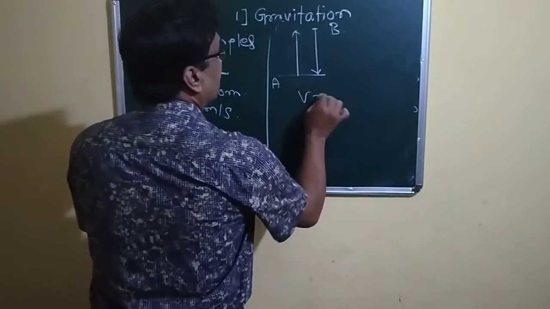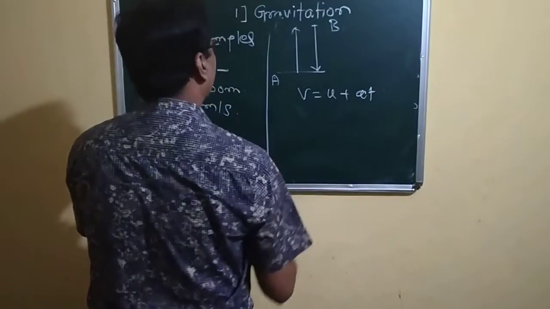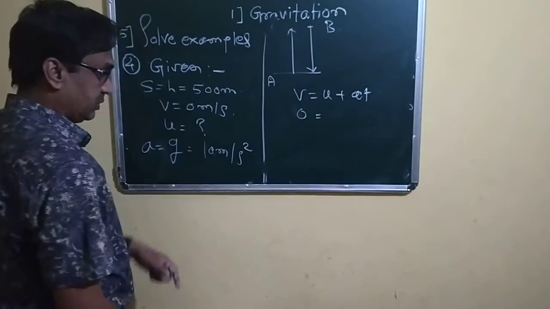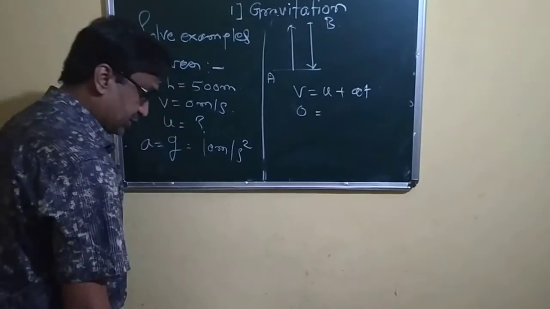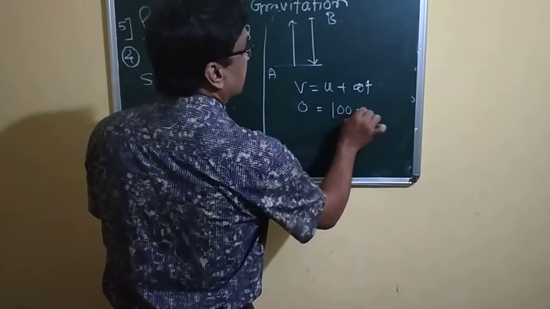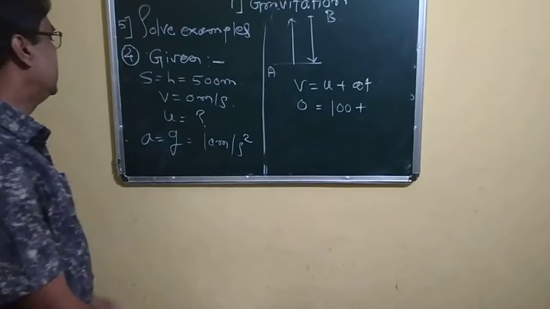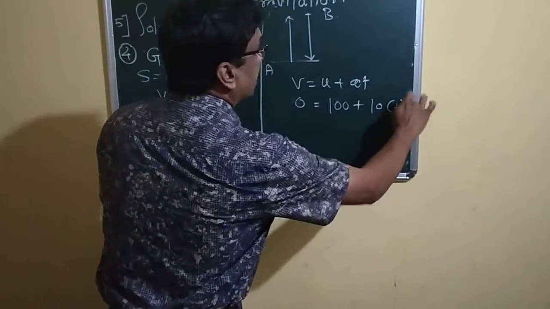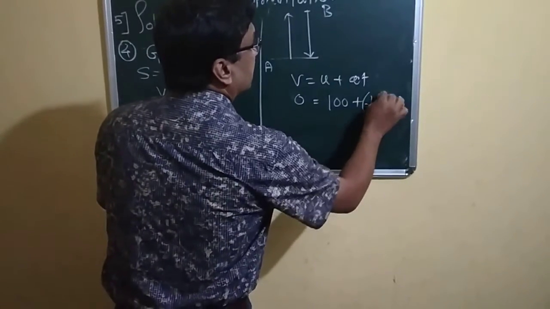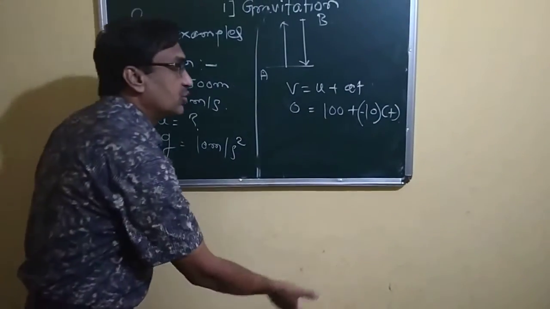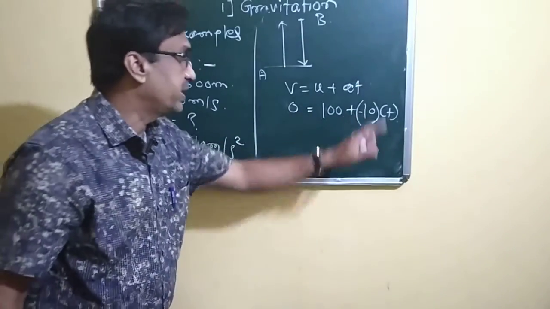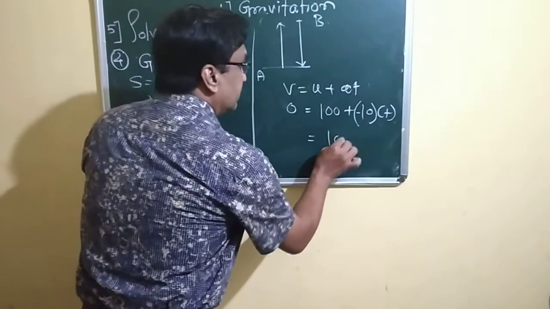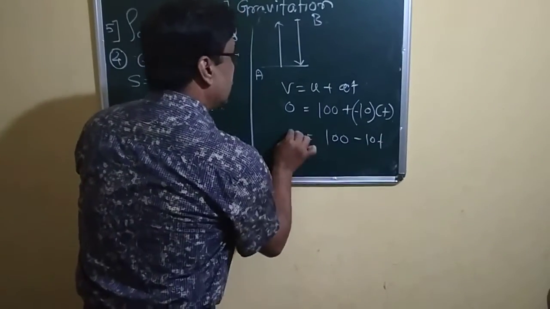We know that v is equal to u plus at. Here v is equal to 0, the initial velocity u is 100, and a is minus 10, into t. Because the object is thrown in the vertically upward direction, we have taken a is equal to minus 10. So it is quite convenient to solve this example. So 100 minus 10t is equal to 0.